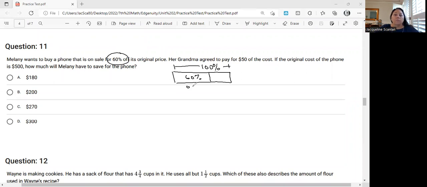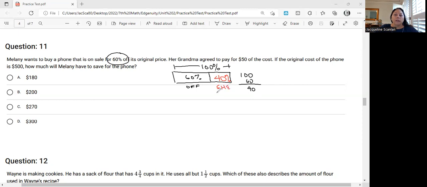This is 60% off of the phone, which means that in order to figure out the percentage of the phone that she does need to pay, we would take 100% and subtract 60% from it. So that means she is only paying for 40% of the phone. Her responsibility is 40% of that phone. That's what she has to pay.